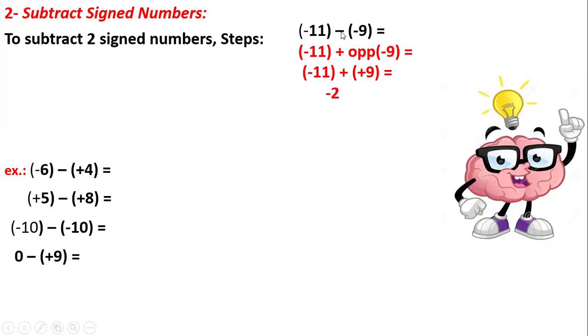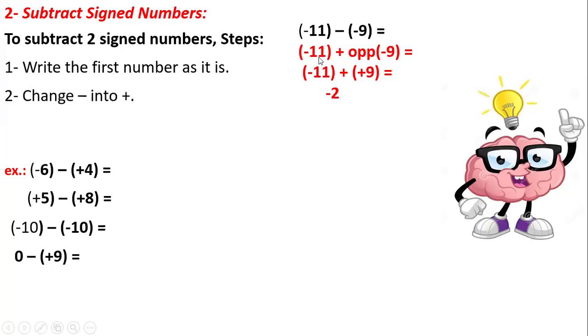Since I have minus in between the signed numbers here, this is the operation. So here we have subtraction. Whenever we have subtraction, we should follow steps. Step number 1, we write the first number as it is. So the first number is minus 11. I write it as it is. Step number 2, the minus operation, we change it into plus. So we change the minus into plus.